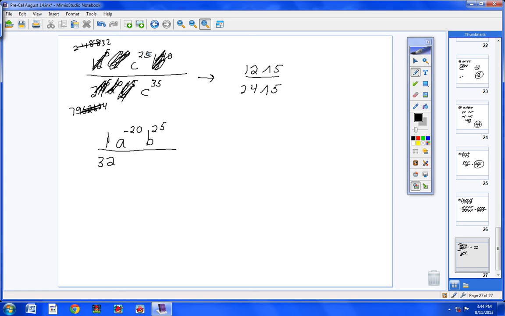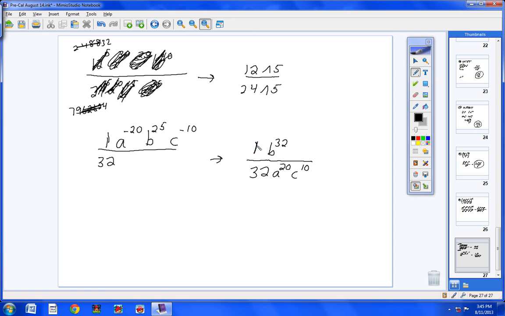Now let's look at your c's. You're dividing like bases, so you write your c right here. 25 minus 35 would be negative 10. And finally, what a beast of a problem. Finally, we can now move things around to get rid of our negative exponents. Now the 1's going to stay right here, the 32 is going to stay right here, and your b has a positive exponent, so your b is going to stay right up top. However, your a has an exponent of negative 20, so it comes down to the bottom, and your c has an exponent of negative 10, so it comes down to the bottom, and that is your answer.